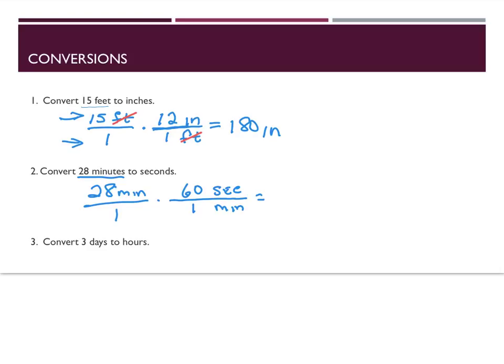Check your units before you do the math. Minutes on top will cancel out minutes on the bottom, and the unit I have left is seconds on top. So my answer will be in seconds. Again, if I multiply straight across the top, 28 times 60 is 1680, and there's nothing on the bottom to divide by, because dividing by 1 leaves you the same answer.